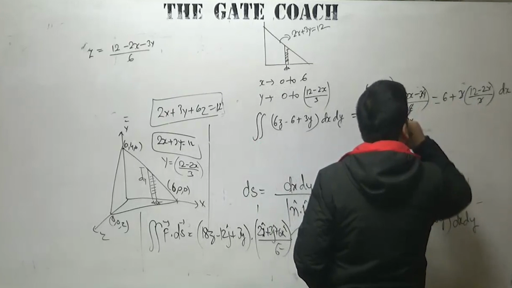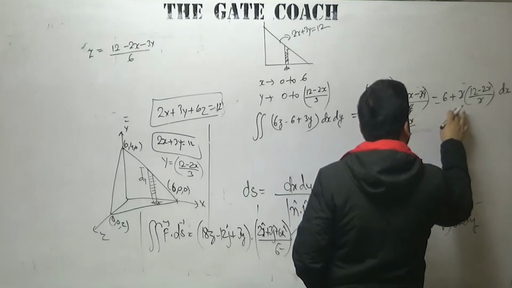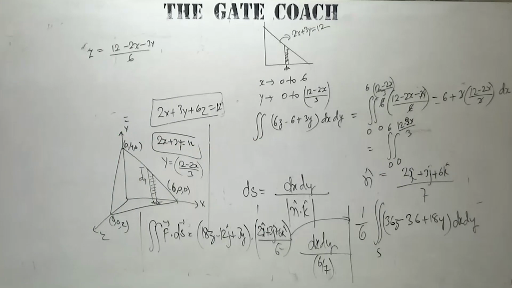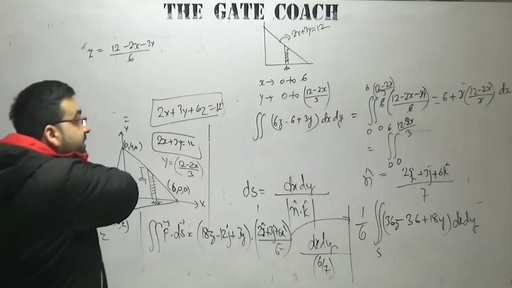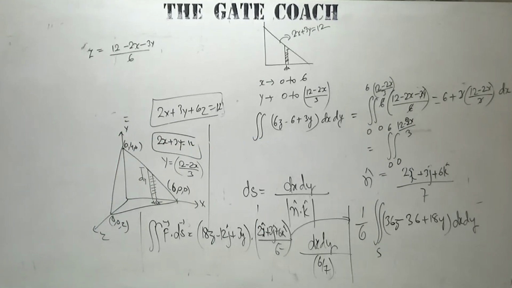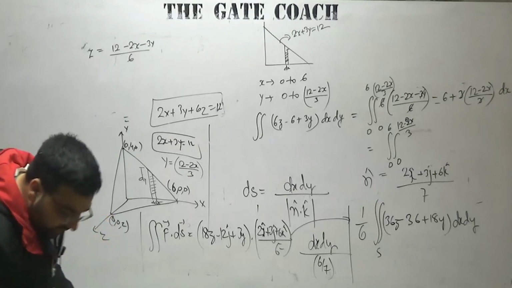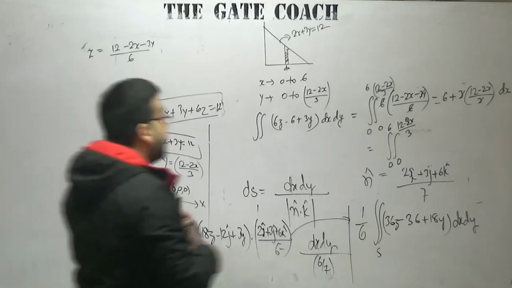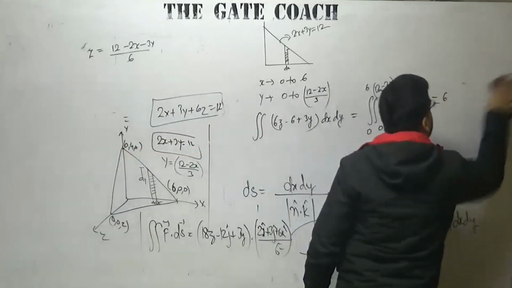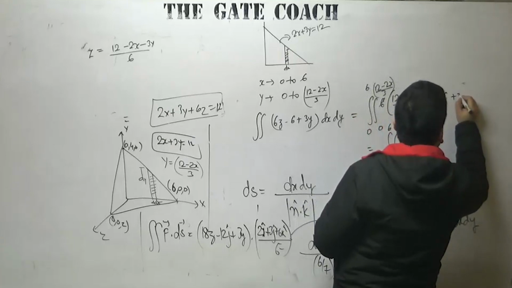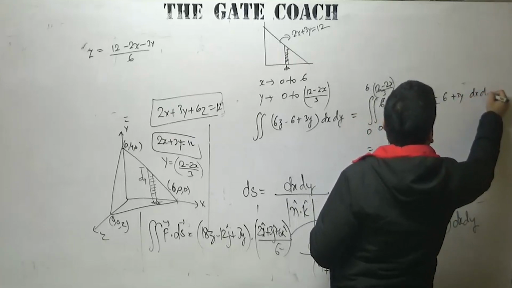So plus 6, and I guess there is some mistake here. Let me check it. This is 12 minus 3x minus 3y. And this is minus 6 plus 3y. Okay, so there is no need to convert it because this 3y will get cancelled out here. Yes, correct. 6 plus 3y dx dy.